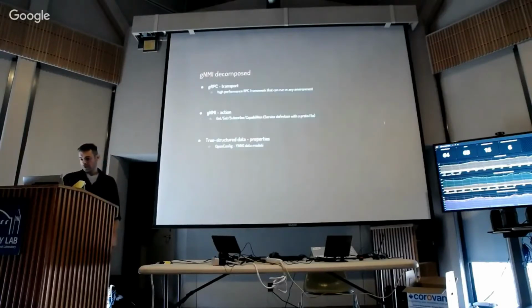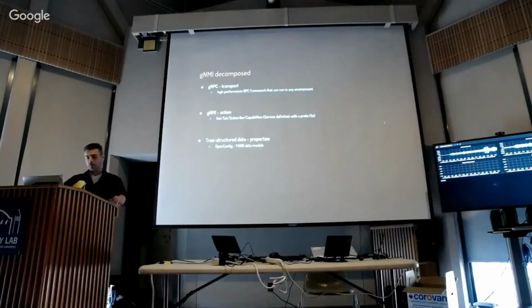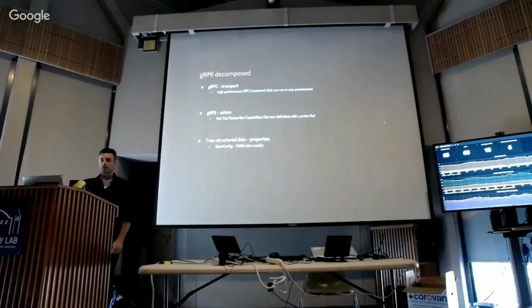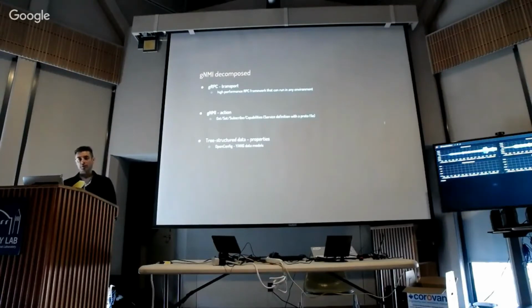So with that out of the way, if we had to decompose gNMI, we would split it apart in three pieces, three components. One is gRPC, which is the transport, a high-performance RPC framework. The second one is the service definition of gNMI, so basically the actions, in this case the get, the set, the subscribe, and capabilities. And the third piece is what we apply those actions to, so the properties, which is typically tree-structured data. In our case, it's OpenConfig, which uses YANG data models.